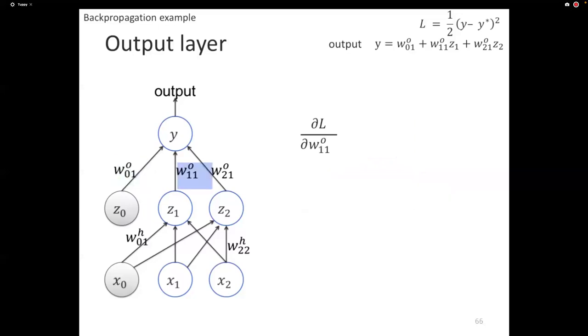The next one is the partial derivative of L with respect to W11. And if you think you know where this is going, you're exactly right. I'm going to go through each one of these.